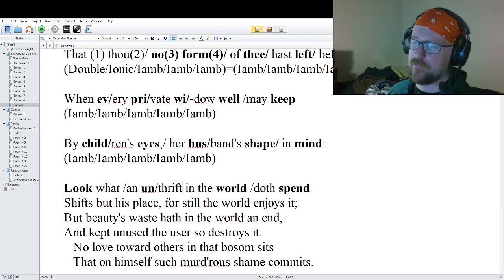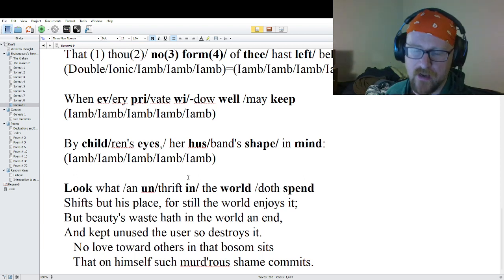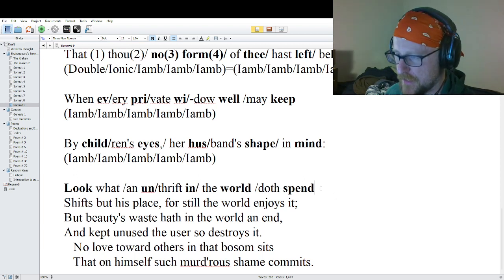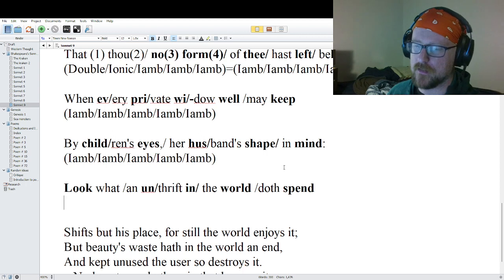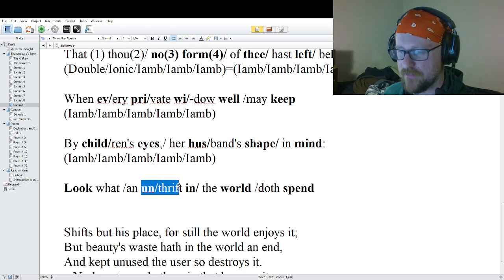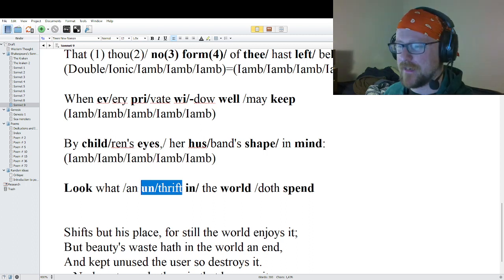So now that you understand, we have one more step: we have a promotion, we have a light. So the "in." Okay, and like I said, this line's a little advanced, right? But "look, what an unthrift in the world doth spend" is how he's saying it. This is a very tough thing to say. A lot of people don't even know this, which strikes me. I think this is something that should be taught a little bit more.